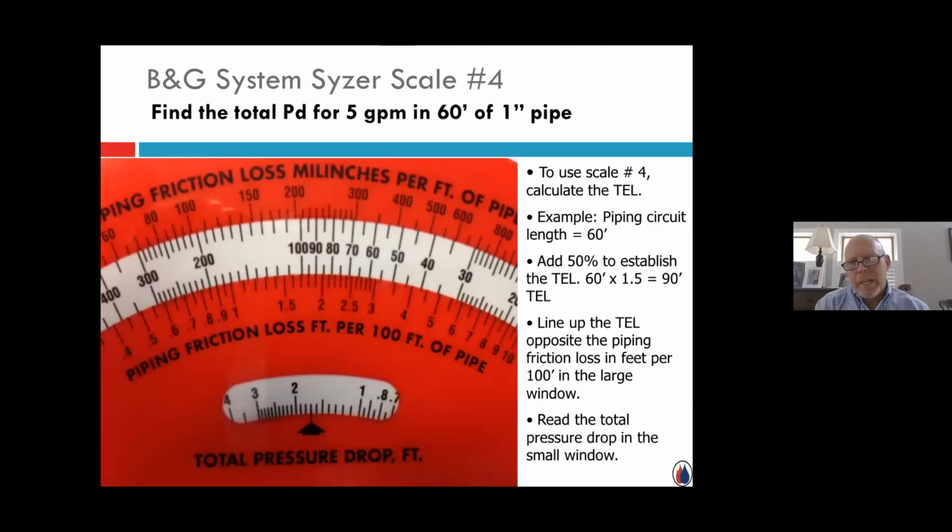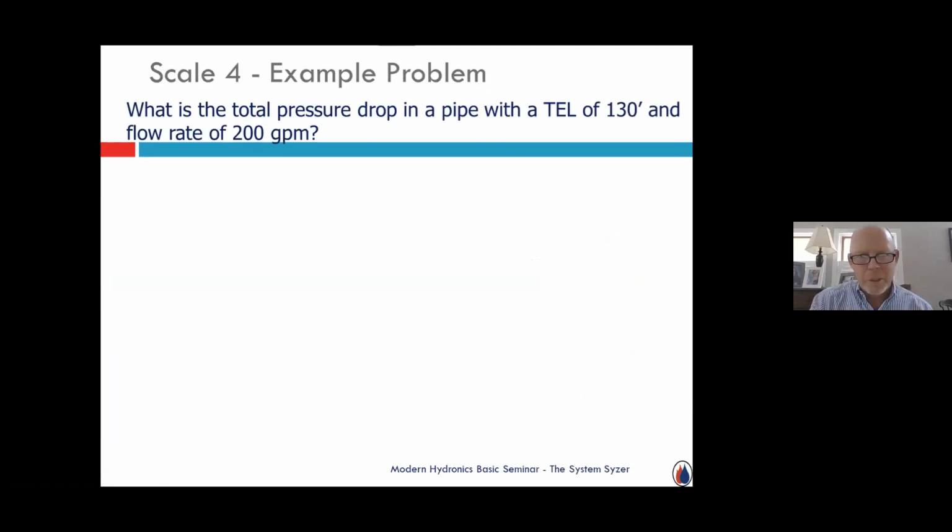Just real quickly, say I had 60 feet of 1-inch pipe. And I established, 60 feet times 50% is 1.5, is 90 feet. I established what my pressure drop was. Here I am, 1.9, which is what I found on scale 2. I line it up opposite my 90 feet, which is my TEL. And I read down here and I read this total pressure drop. It's like 1.7. These are easy numbers to work with, but years ago when you didn't have a calculator, it was pretty useful. It's not as useful or as needed today.